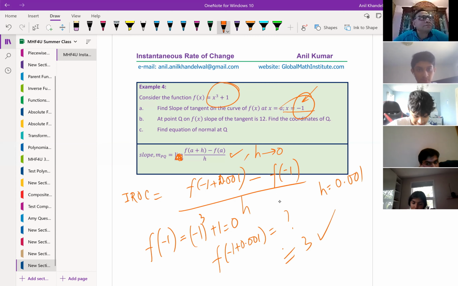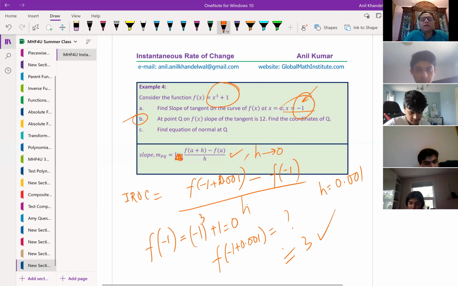Correct? You get the idea, right? But part B is very tricky. Part B is the reverse calculation. It says, at point Q on f of x, the slope of the tangent is 12. Find the coordinates of Q.